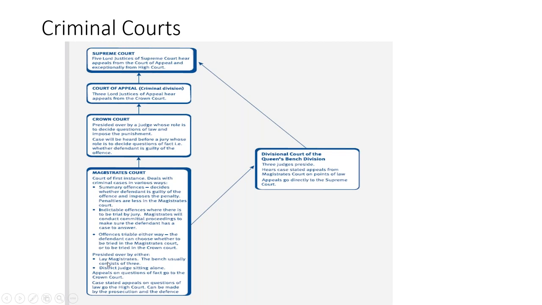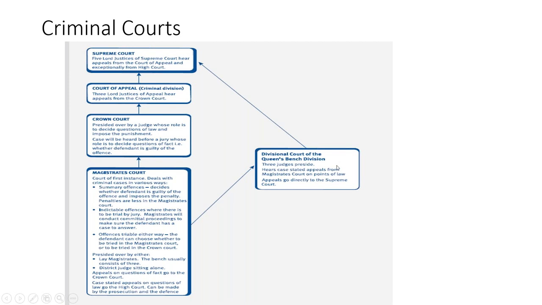Presided over by lay magistrates. In the Magistrate Court, there are basically lay magistrates. The bench usually consists of three lay magistrates, or one district judge sitting alone. Appeals on questions of fact go to the Crown Court. If there are any questions about the facts of the case, that goes to the Crown Court. And if there are any appeals on the cases, they are taken to the High Court.